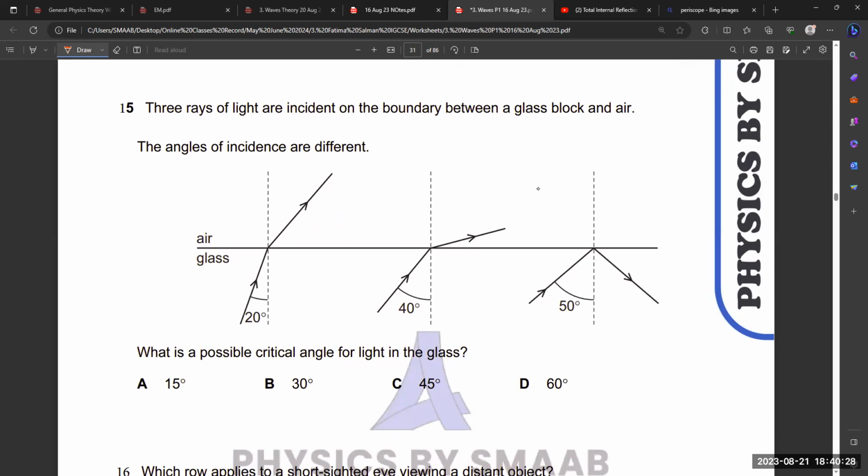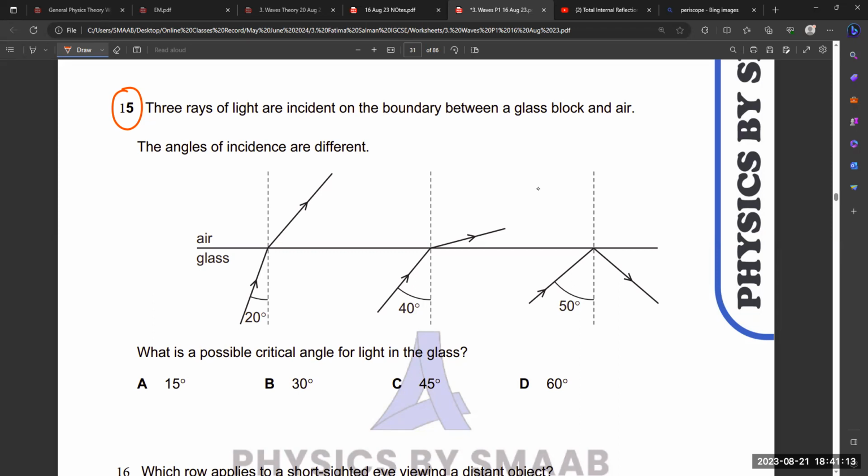If we consider question 15, three rays of light are incident on the boundary between a glass block and air, right? The angles of incidence are different: one is at 20 degrees, one is at 40, one is at 50. What is a possible critical angle for the light in the glass? At 20 degrees, light is normally refracting. In the second diagram, light is almost at the 90-degree refracting point, but it is not completely refracted at 90 degrees. In the third diagram, light is completely reflecting.